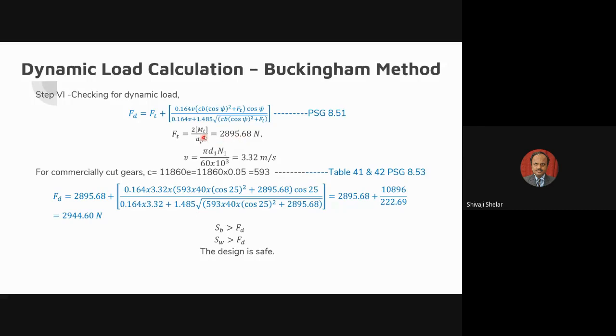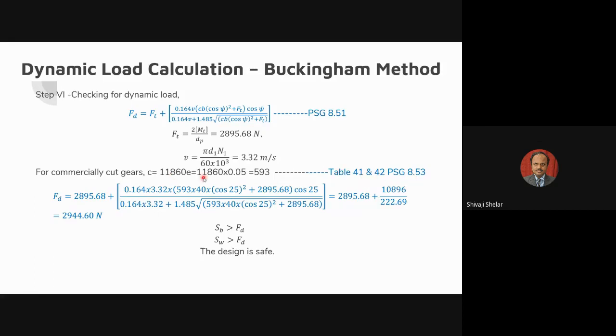So I have written the formula, but this value is already calculated, so we are using that value. This value is also already calculated in the previous slide: 3.32 meter per second. Again, we are considering commercially cut gears, and we need this error factor. So the C value is equal to 11860 E. This is coming from certain tables. For that you have to refer to table number 41 and 42 from PSG 8.53.